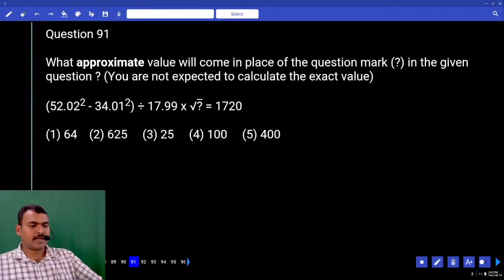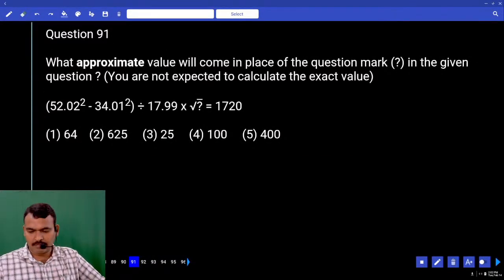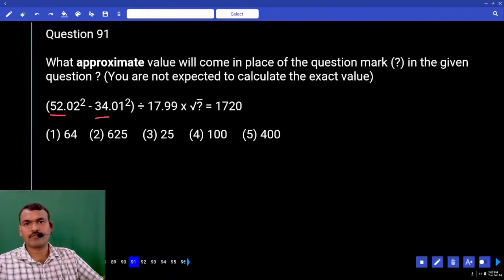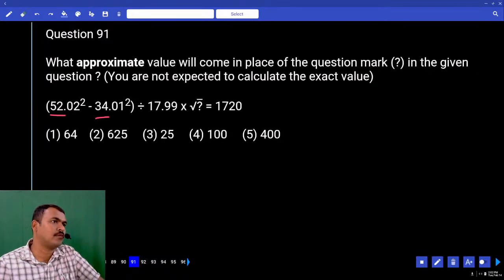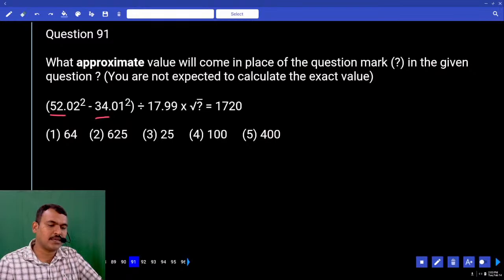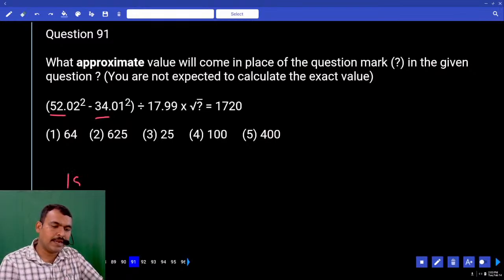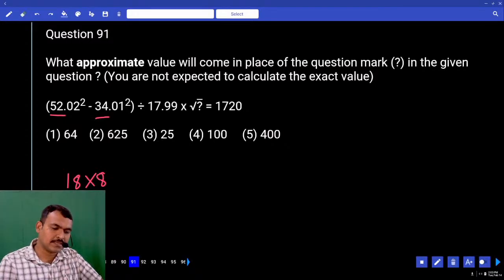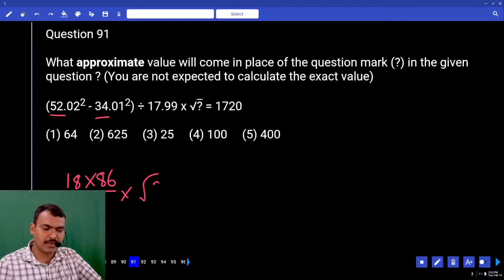First priority, bracket value. Left hand side bracket value. 52 square minus 34 square means a square minus b square, or not? A minus b into a plus b. 52 minus 34, how much? 18, or not? Into 52 plus 34, 86. Divided by 18 into under root of something. It is equal to how much?